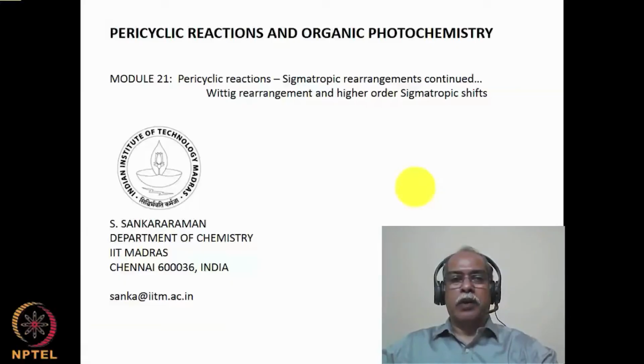We are in module number 21. We continue with pericyclic reactions in sigmatropic rearrangement. There is a small portion under Wittig rearrangement and higher order sigmatropic shifts that will be considered in this particular module.